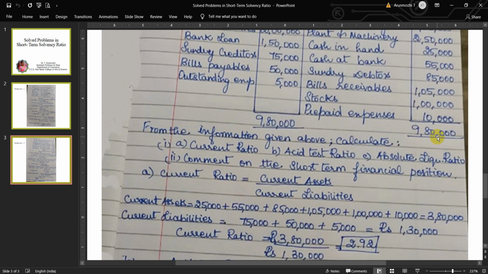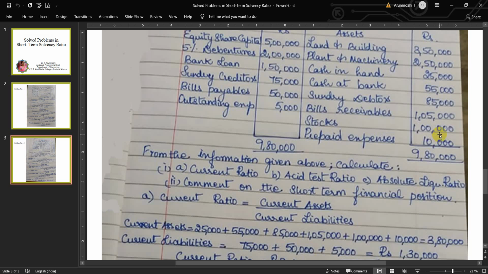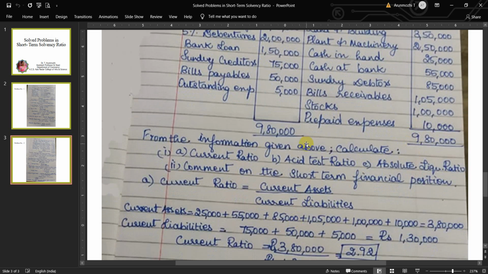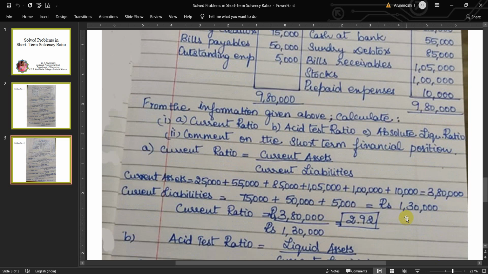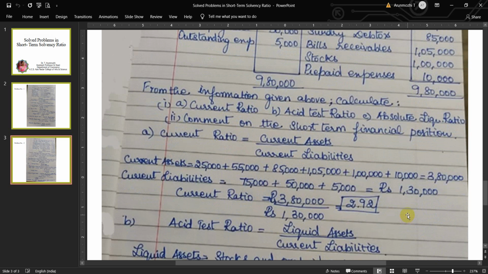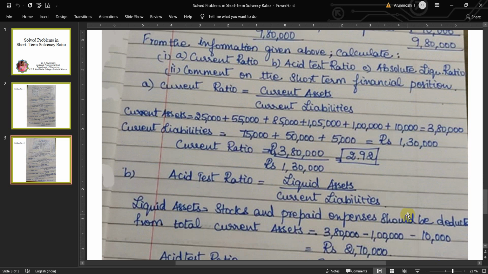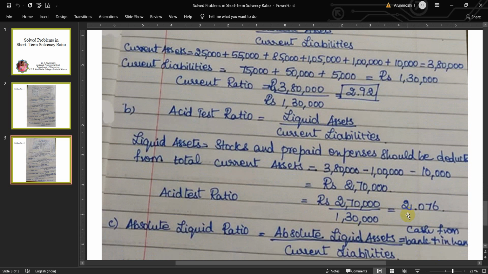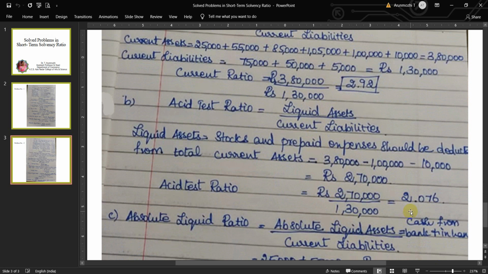Now we move on to current liabilities. The equity share capital, debentures, bank loan and all, we don't take into current liabilities. Sundry creditors, bills payable and outstanding expenses are the current liabilities. Sundry creditors comes to 75,000, bills payable is 50,000 and outstanding expenses is 5,000. Totally we get 1,30,000. So both the answers we have got as 3,80,000 and 1,30,000. You get 2.92.